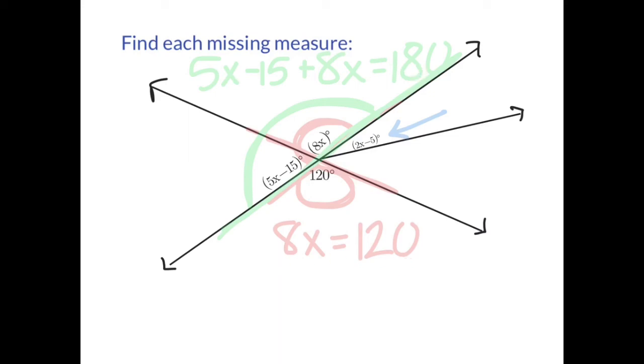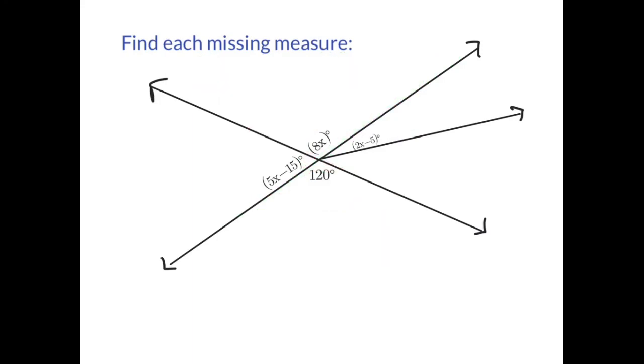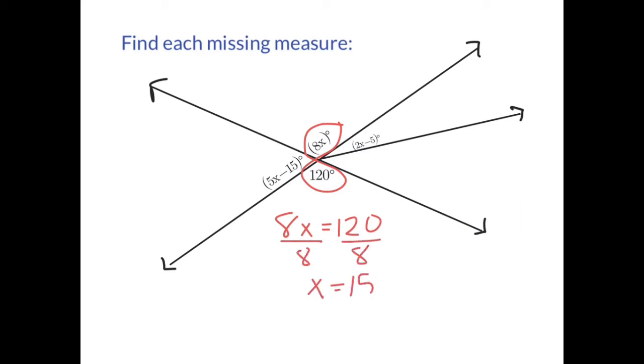Hopefully you guys can see that this green is much longer. Not harder, it's just longer. This problem down here is short. It's going to be 1 step to solve for x. So I am going to go ahead and delete that, and I'm going to focus on this vertical angle relationship there, where 8x equals 120. I will divide both sides by 8 to see that x equals 15.